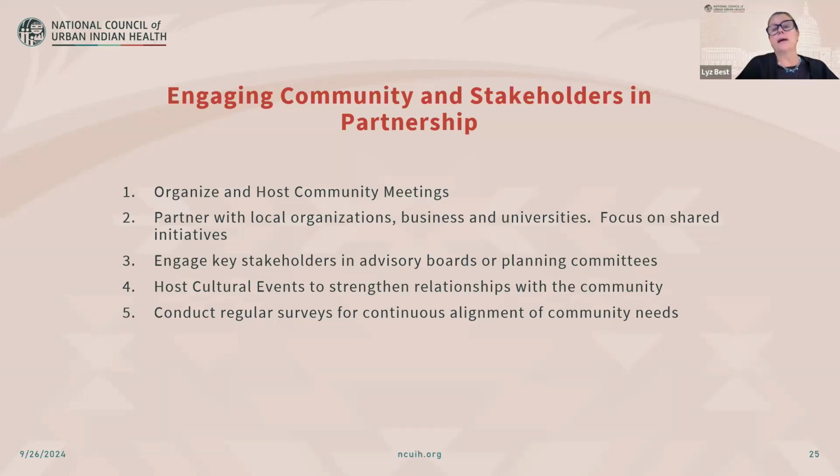Engage key stakeholders by involving them in advisory boards or planning committees. This inclusion not only gives them a voice in the process, but also turns them into advocates who champion your cause within their own network. Hosting cultural events that resonate with the community can further strengthen these relationships. Events that highlight shared values, build trust, and demonstrate your program's commitment to culturally relevant approaches. And finally, it's important to conduct regular surveys to maintain alignment with community needs and partner expectations. This feedback loop helps you adapt and ensure that your partnerships remain strong and relevant. Next slide, please.